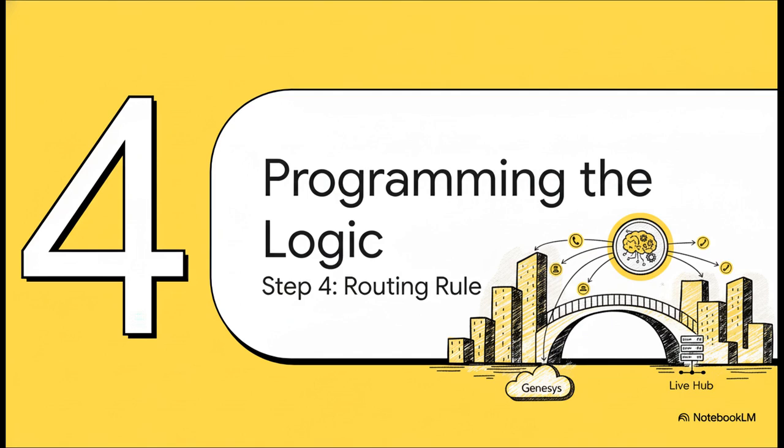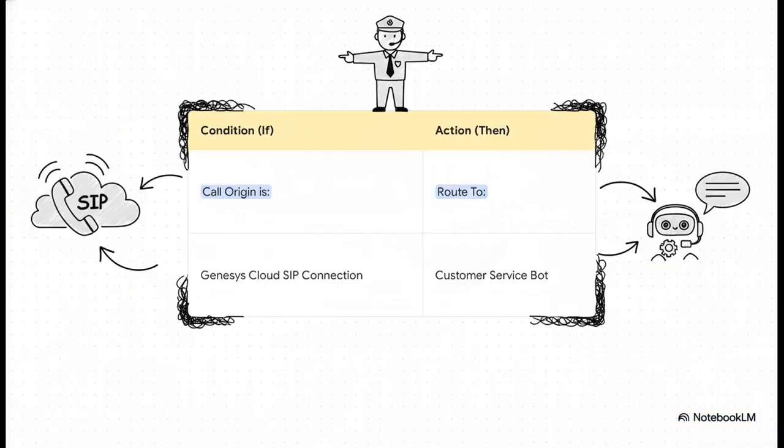Awesome. Okay, let's take stock. The foundation's down, the phone number is live, and our bridge is officially built and connecting both sides. Now we just need to be the traffic director. We have to tell Live Hub what to do with calls that come across our new Genesys bridge. A routing rule is basically the traffic cop for all your calls, and it's really just a simple if-then kind of deal. I mean, look at this table. It's super straightforward. If a call is coming from where? Our new Genesys Cloud SIP connection. Then what do we do? We send it straight to our customer service bot. That's it. This one little rule is the brain that connects all the pieces we just spent our time building.